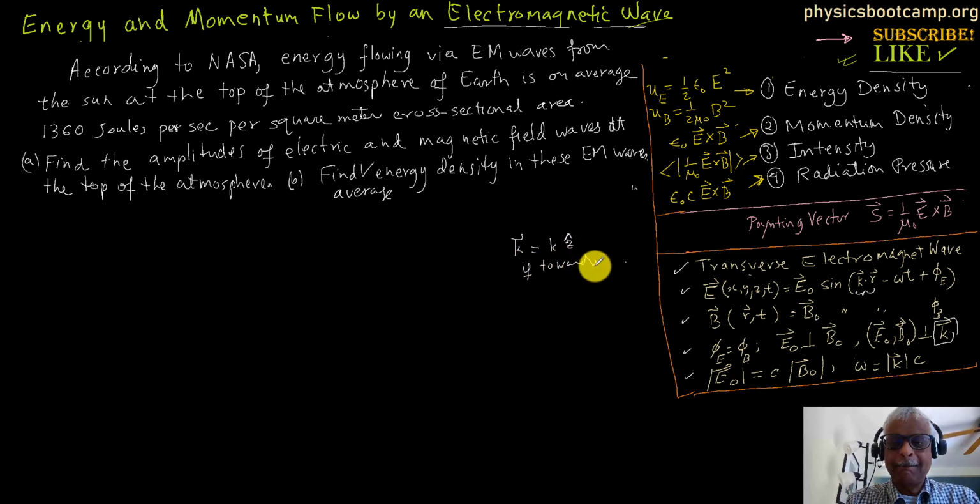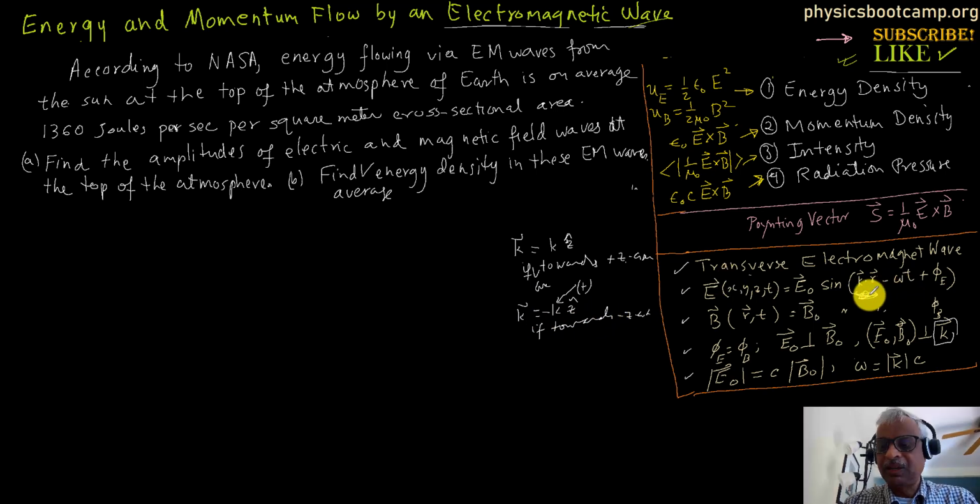This will be towards the positive z-axis, if the wave is towards the z-axis. If it's towards the negative z-axis, it's going to be minus k z hat, assuming this is positive. So when you write in a vector form like this, you can capture any arbitrary direction the wave is going.